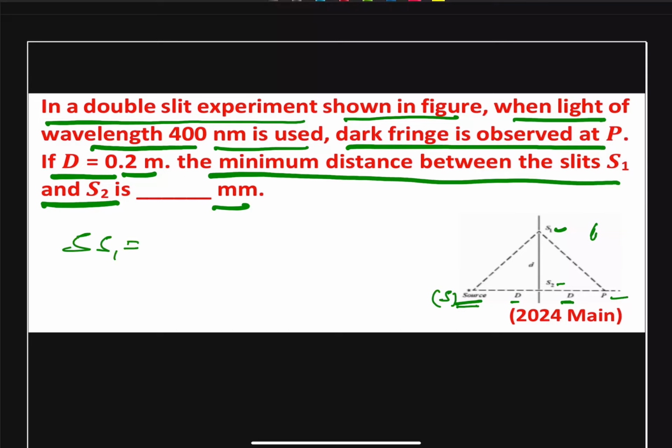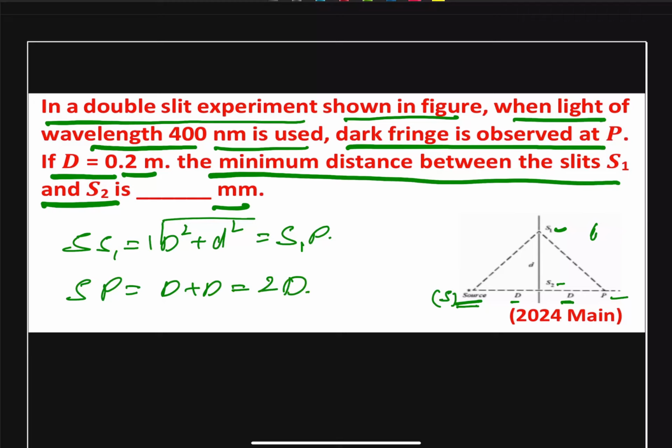will be equal to the square root of D square plus small d square, and that same will be our S1P also. Okay, so these two will be the same. And if you find the distance between the source and our point P, we can say our SP will be equal to D plus D, that is equal to 2D.